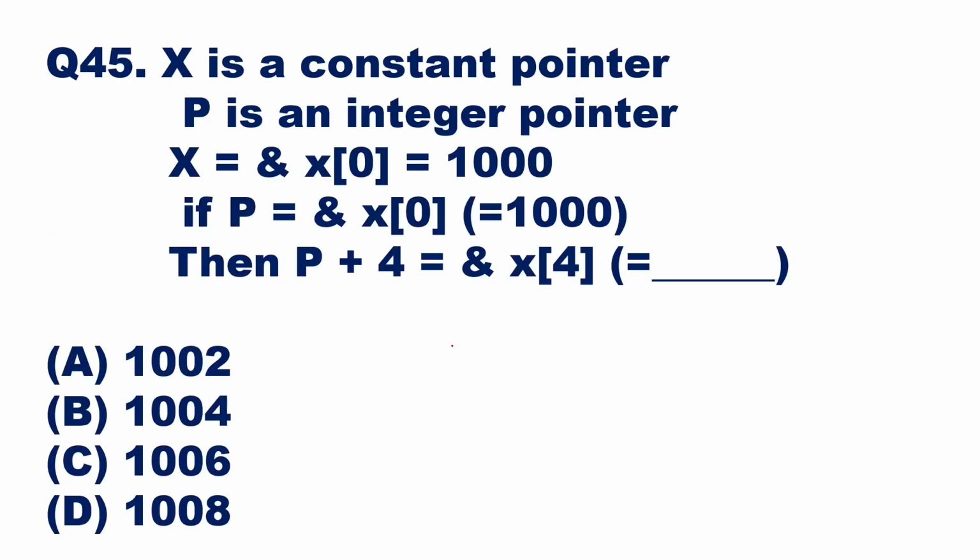Then we'll go to the next question. Here, X is a constant pointer, P is an integer pointer, and X is denoted as X of function 0, then it is denoted as 1000, so it is going to get a value of 1000. Now here, if P is equal to ampersand X0, this is also 1000.